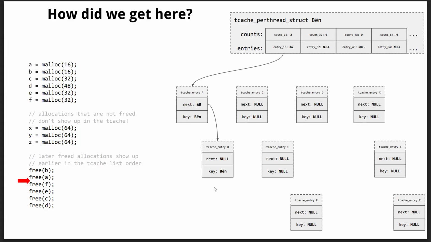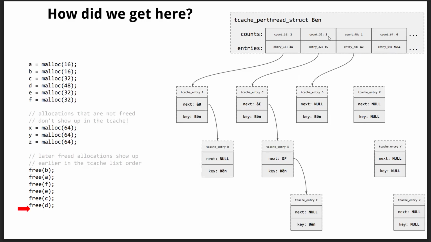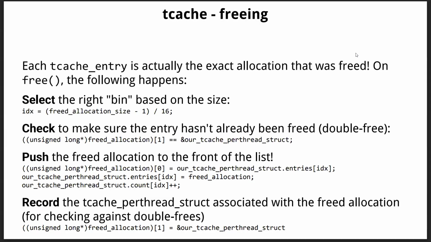Then we have F, which is a different size. F goes to a different bin, the bin of size 32 here. Then E will also go to the same list. C will go to the same list too. Also, the count here is updated to 3. Then D is a different size. D here is 48, which is why it goes to another list, another bin. So this is how it is implemented.